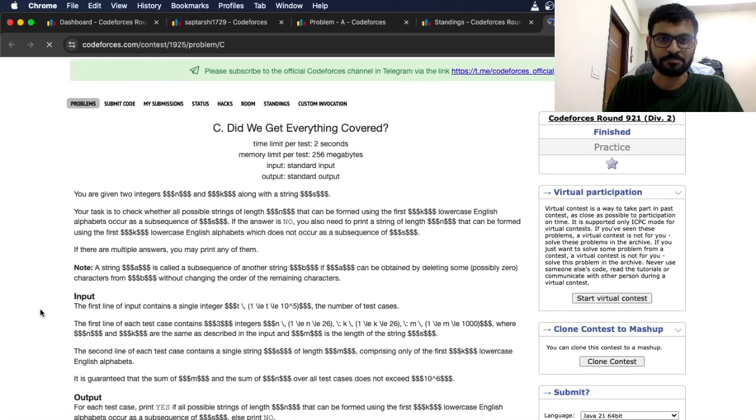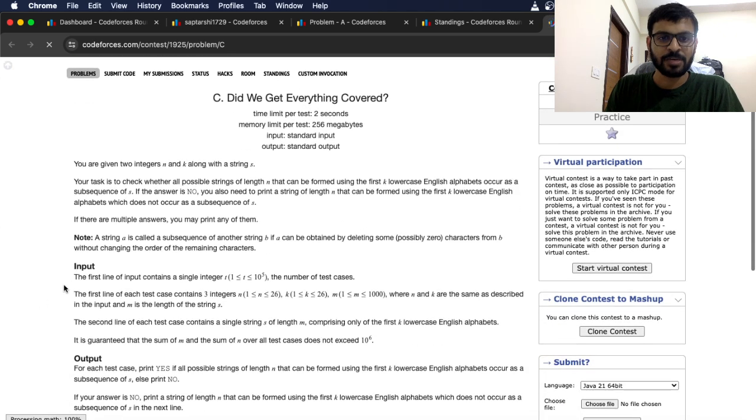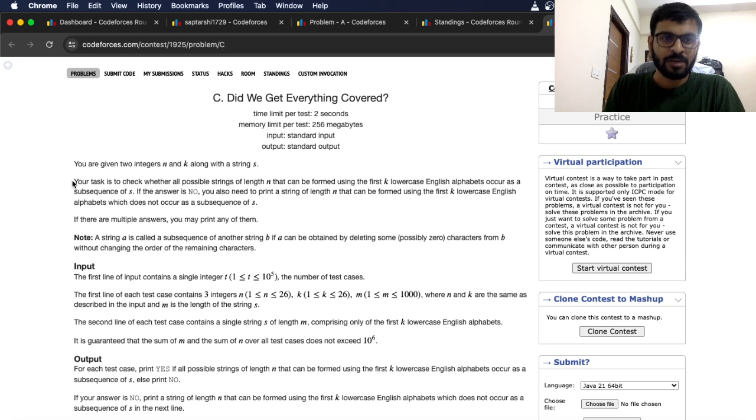Here's question C. Did we get everything covered? Very similar question. A string is called a subsequence of another string if A can be obtained by deleting some characters from B without changing the order of the remaining characters. The same thing. And now you have to print this. So check whether all possible strings of length n can be formed using the first k characters.